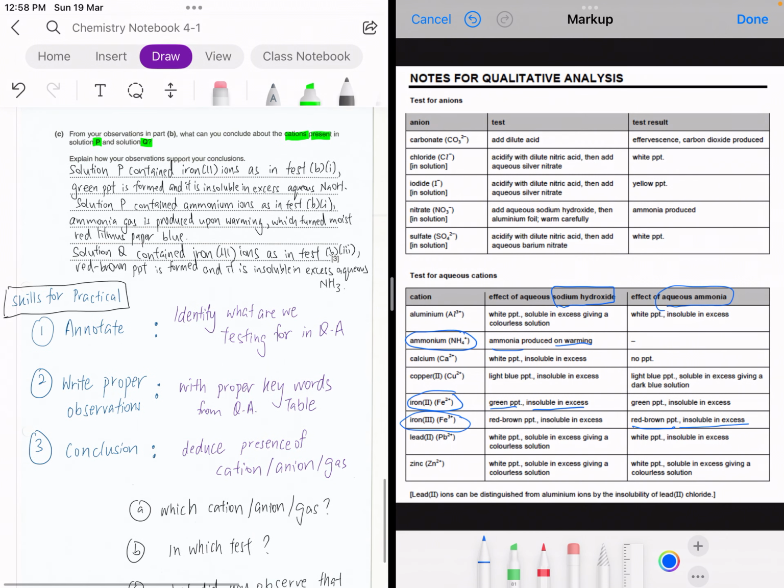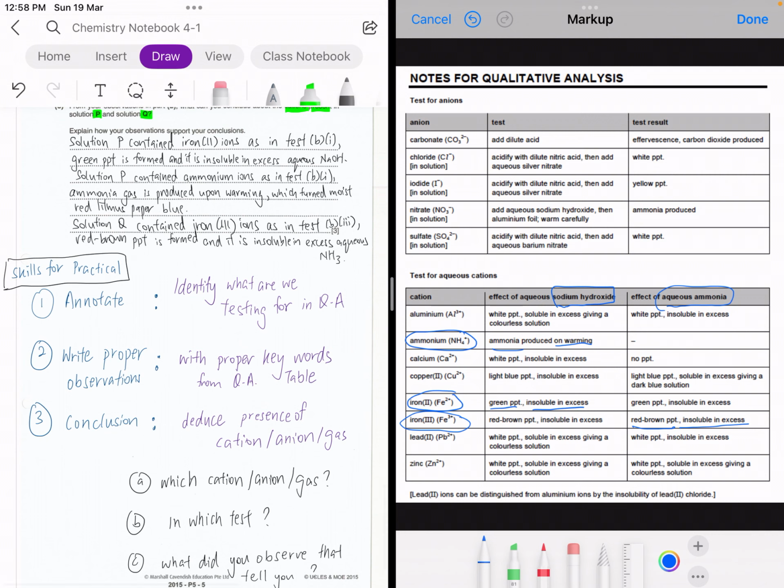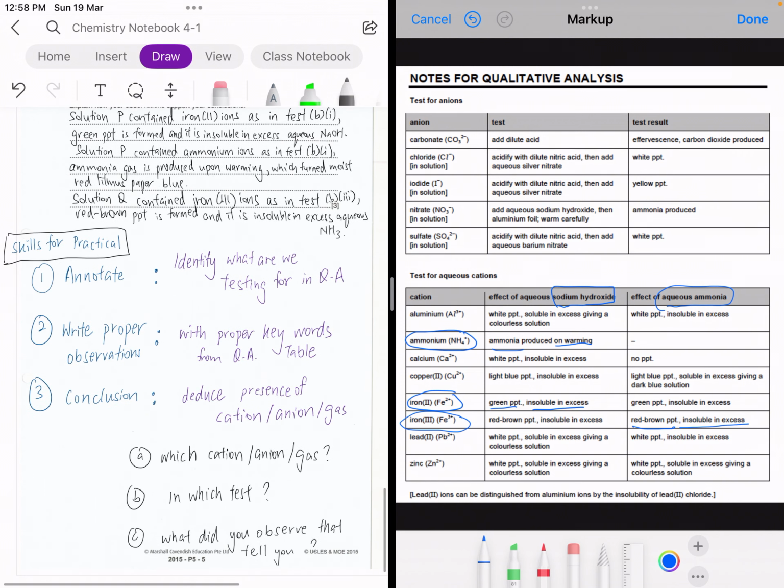So for every single practical, once you can annotate, write down proper observations with the keywords from the QA table and make the conclusion, practical will be very easy to score. Next, for practical 2017, I will need you to annotate by yourself using the proper keywords and make conclusions. As we get these skills done fast, we'll be able to pick up the skill as fast as possible and do well. Thank you.